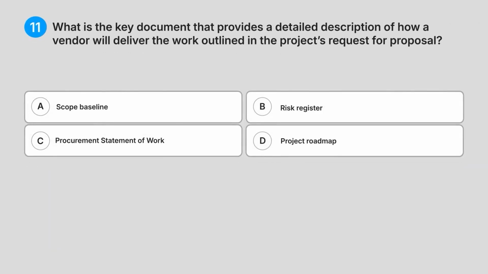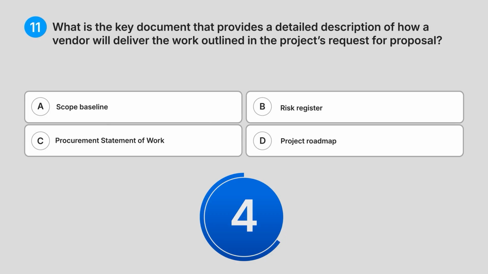11. What is the key document that provides a detailed description of how a vendor will deliver the work outlined in the project's request for proposal? A. Scope baseline. B. Risk register. C. Procurement statement of work. D. Project roadmap. What do you think is the answer?